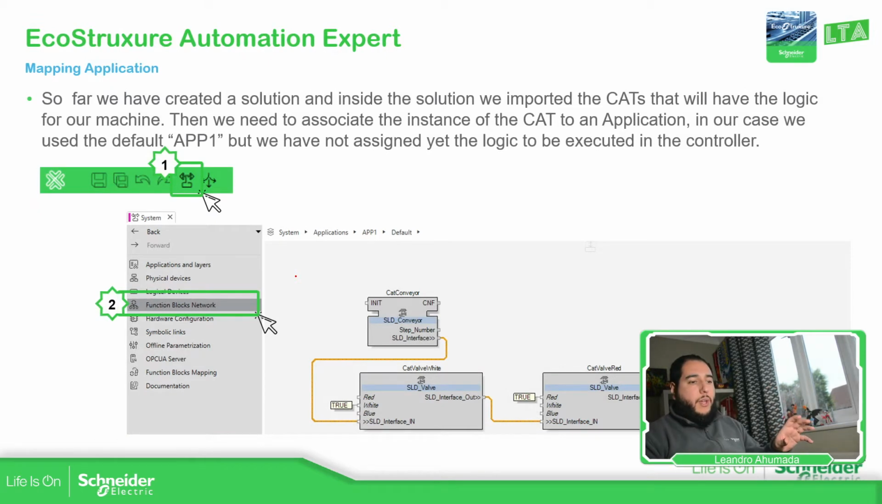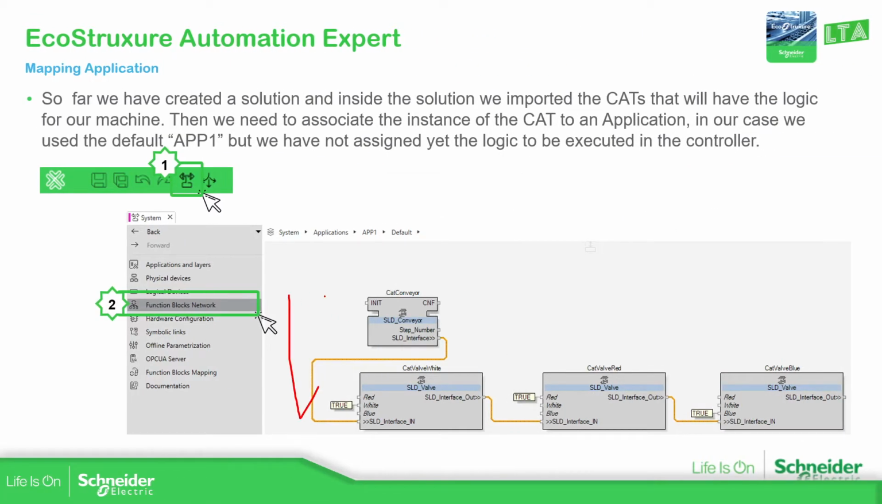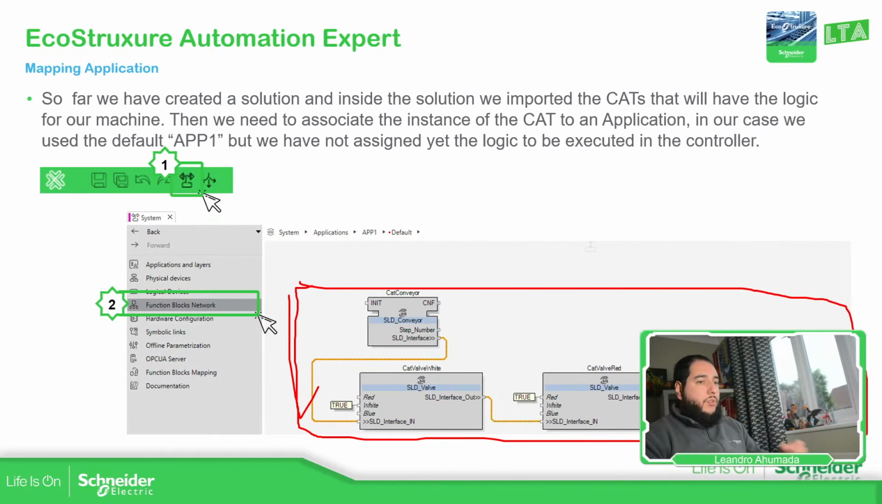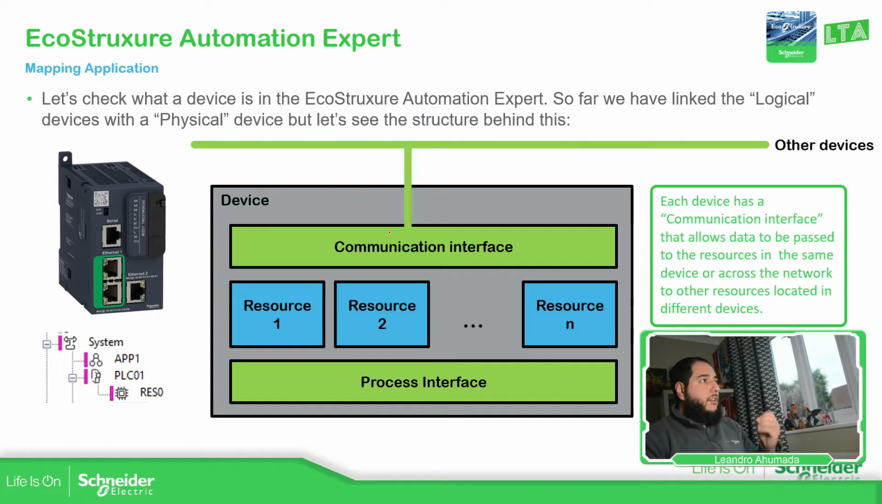So far we have added this into our application. We have already explained what an application is and where you can find it. Okay, so now what we need to do is to link it to the device. So in the standard IEC 61499, this can be the structure of the device. We have the device as a whole, and then we have the communication interface that allows it to communicate with other devices programmed by the software. And then we have the processing interface that's going to do everything inside. And then we have the resources inside the controller.